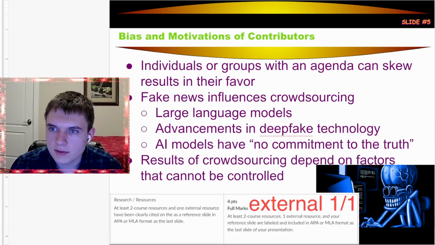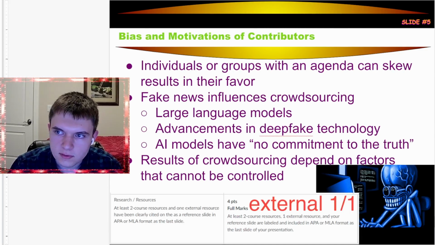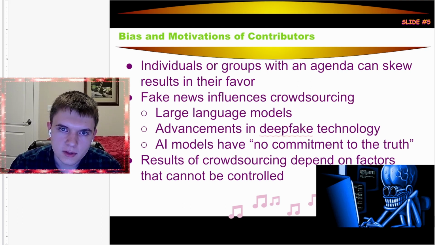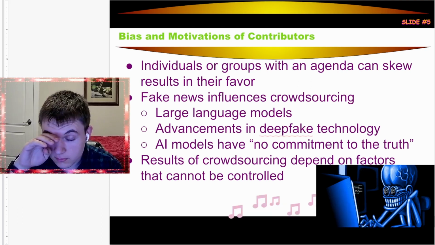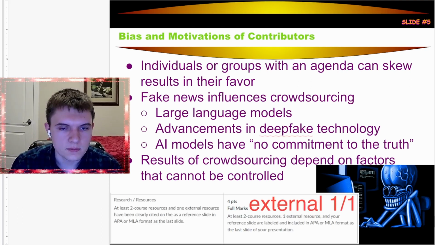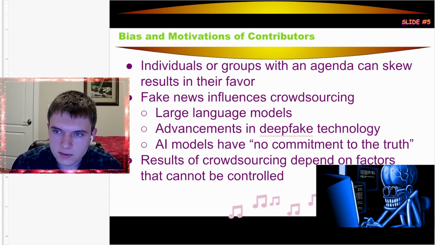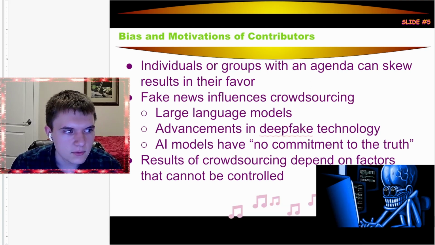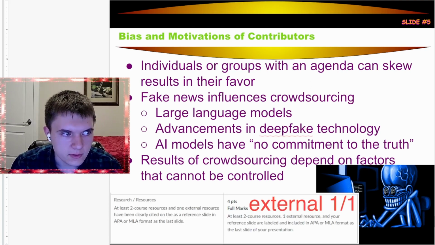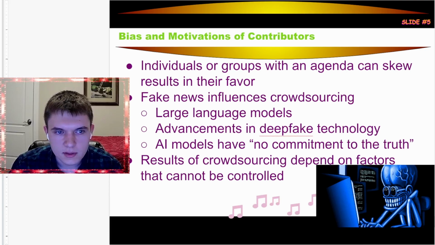So next thing is the bias and motivations of your contributors. In a lot of big crowdsourcing applications, you'll have people that are working adversarially. Maybe they have some sort of agenda that they're trying to push, and if they have enough resources, they'll be able to skew the results in their favor. One big example of this currently is fake news.